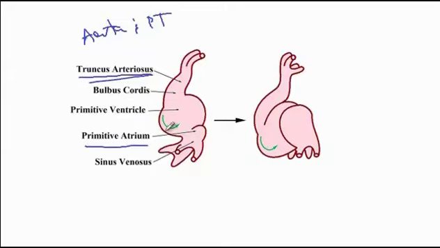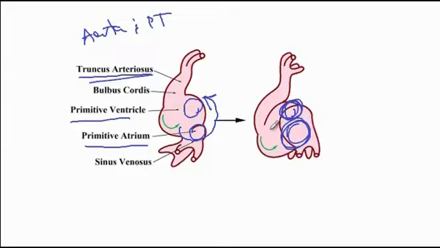Primitive atrium is the structure that gives rise to the trabeculated portion of the right and left atrium, while primitive ventricle is the structure that gives rise to the trabeculated portion of the right and left ventricle. Now, if you've noticed, the ventricle here is higher than the atrium, but then there would be a rotation of these structures, and eventually atrium will go higher versus ventricle, which goes lower in the adult heart.